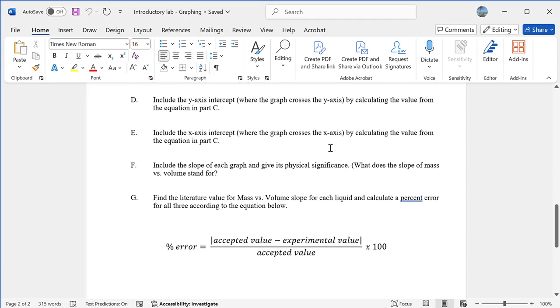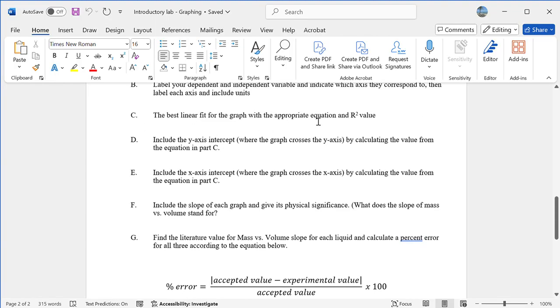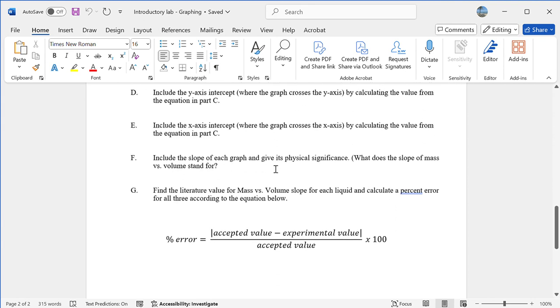Then you include the y-axis intercept. So from the equation in part C, you can solve for the y-axis intercept and the x-axis intercept, so you can directly solve for D and E using the equation from part C. Include the slope of each graph. So what is the slope from the equation of the line?